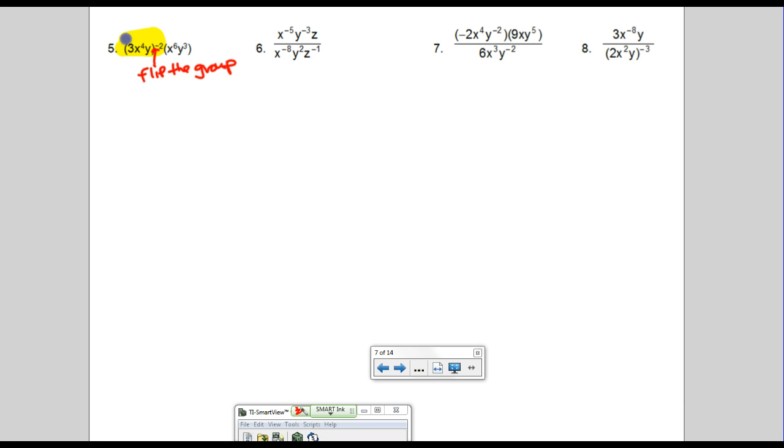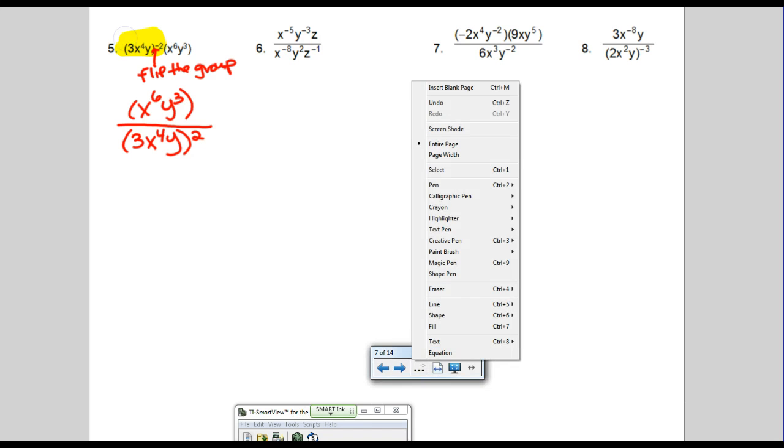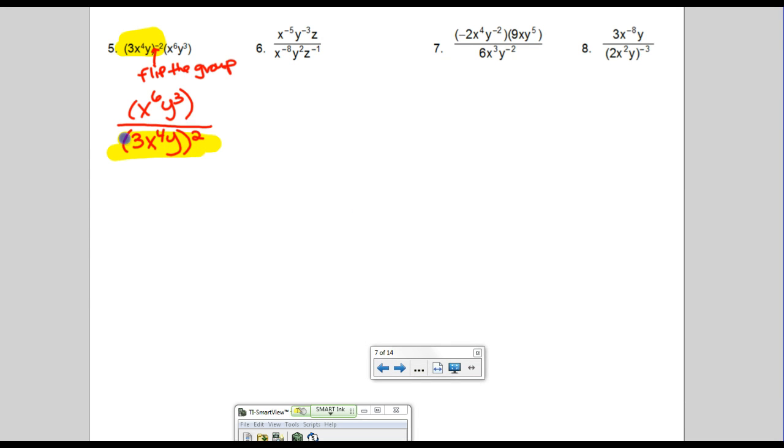Take off that negative on that group. So the 3x to the 4th y group is going to be flipped to the bottom and now have a positive 2 because the flip took off the negative. And then I still have my x to the 6th, y to the 3rd that I didn't change, and it's still up there. So I still have to now get rid of that power 2 on the outside of the group. So I still got to take care of him.